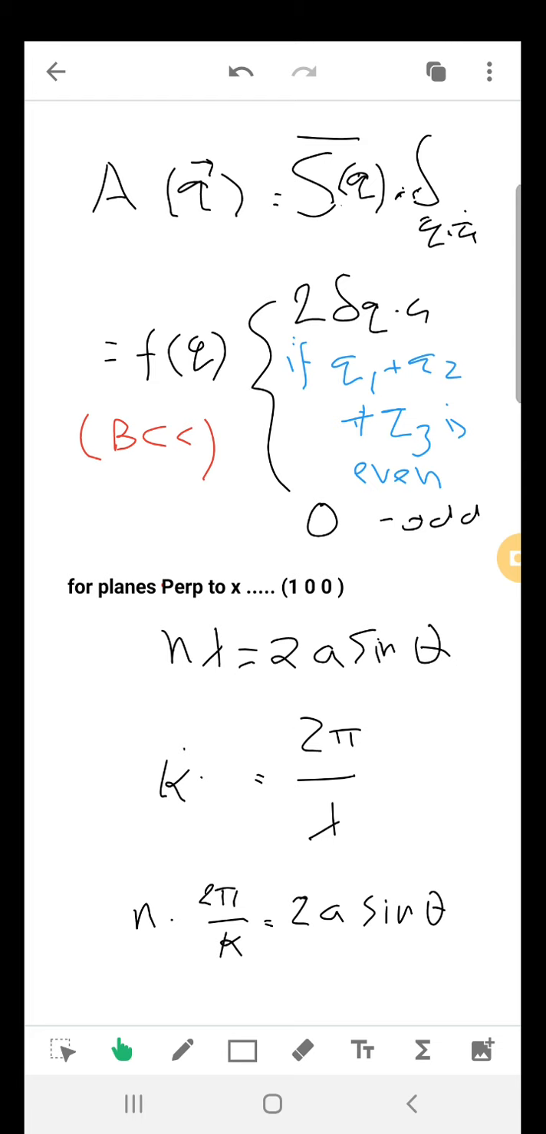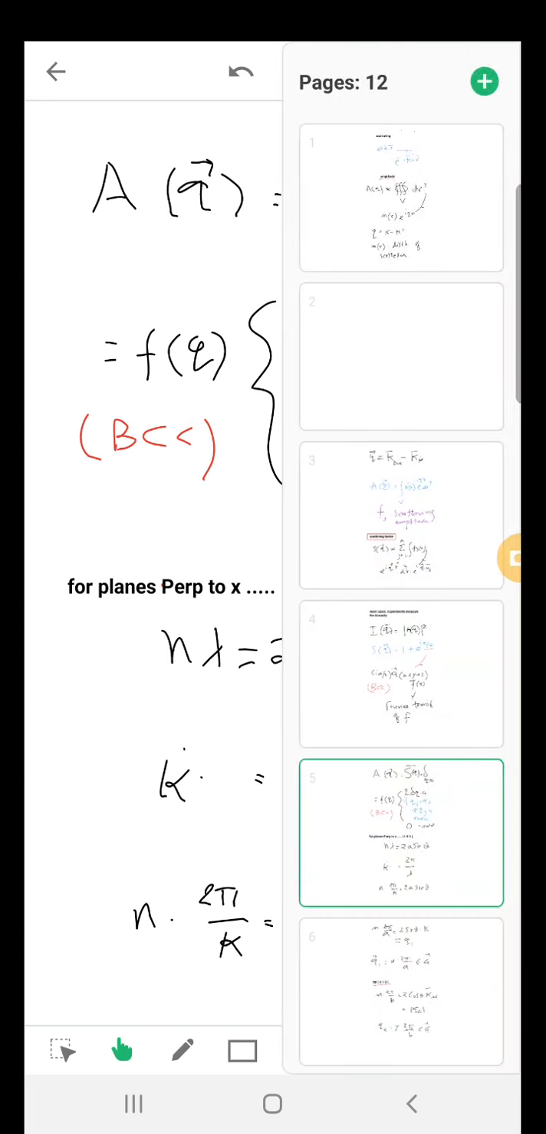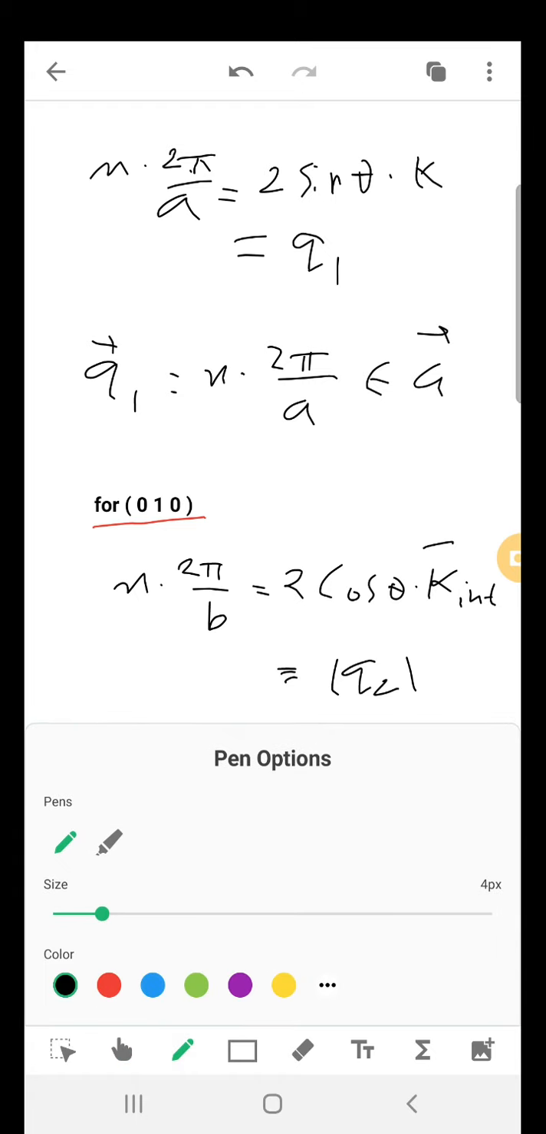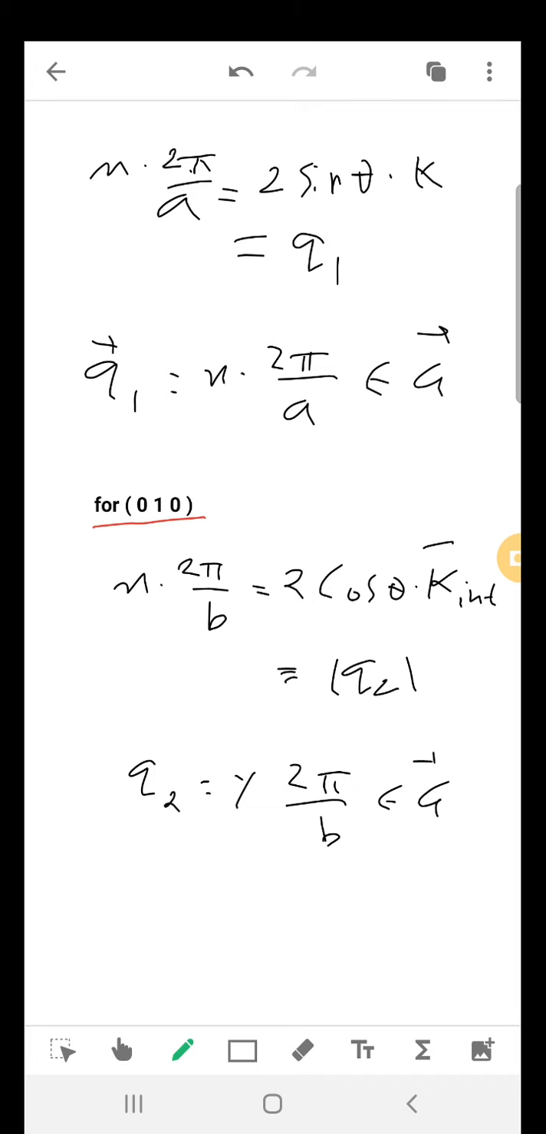So if k is equal to 2 pi by lambda, we replace this lambda by 2 pi by k, and we ultimately get n into 2 pi by a into 2 sin theta dot k is equal to q1. So q1 is this quantity, and similarly, for the Miller indices 1 0 0, and for the 0 1 0 Miller indices we get the following values of q2, where it is cos theta and it is y instead of x.